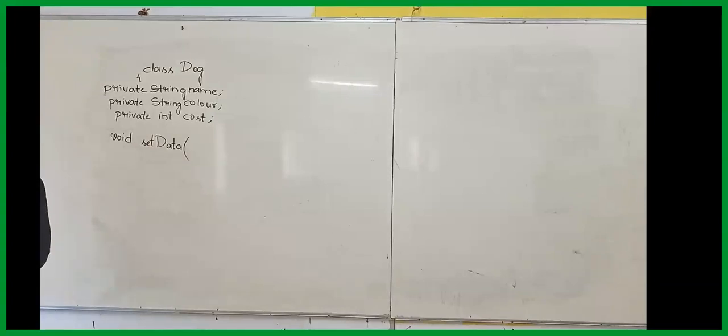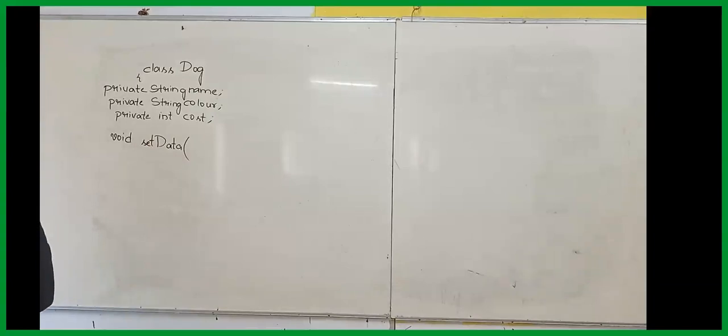Getting my point? If you use set name, it is only for setting the name. If I use set color, only for setting the color. Set cost, only for setting the cost. But no, sir, I want to use all together in one. Separately, how to do it? Already you have seen in the page number example, books example.